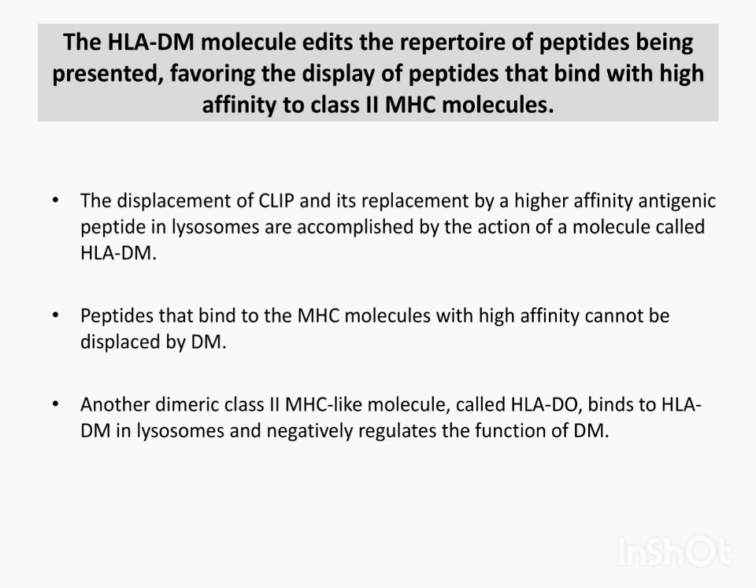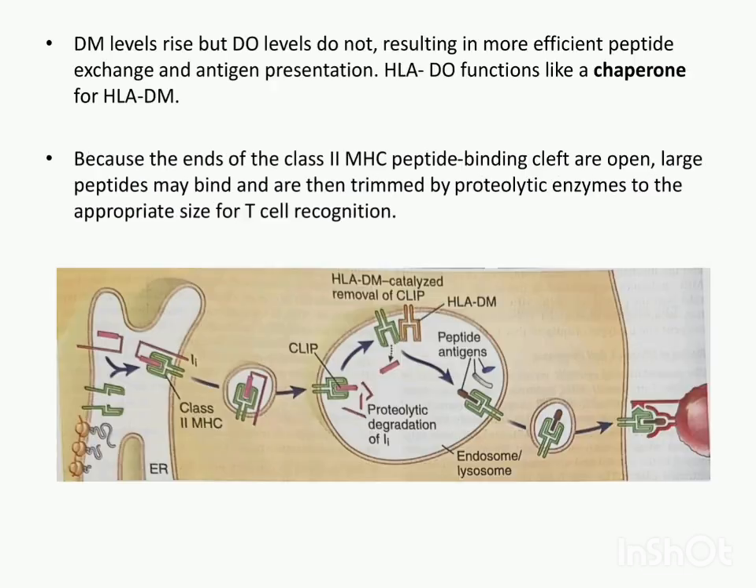Another dimeric class II MHC-like molecule, called HLA-DO, binds to HLA-DM in lysosomes and negatively regulates the function of DM. DM levels rise but DO levels do not, resulting in more efficient peptide exchange and antigen presentation. HLA-DO functions like a chaperone for HLA-DM. Because the ends of the class II MHC peptide binding cleft are open, large peptides may bind and are then trimmed by proteolytic enzymes to the appropriate size for T cell recognition.